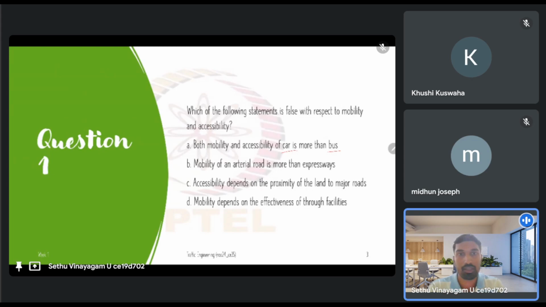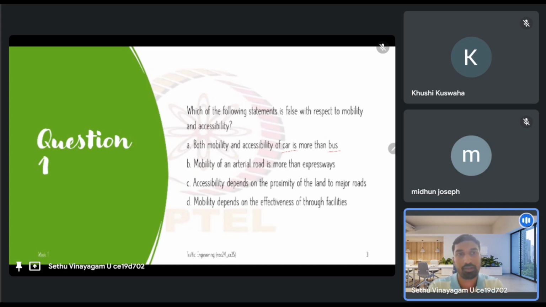Whereas to catch a bus, you need to leave your house, go to the nearest bus stop, so you have to walk to it, or take some other form of transport, and then catch the bus, go to the destination, get down at the stop, and then walk or take another mode to reach your final location. So in that case, accessibility is higher for a car.